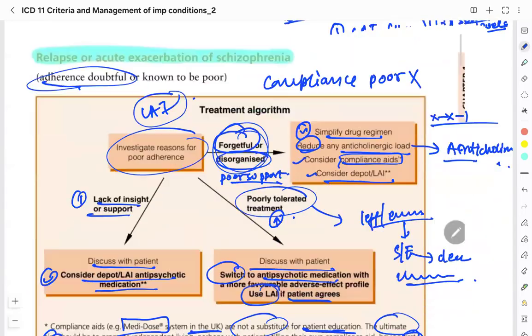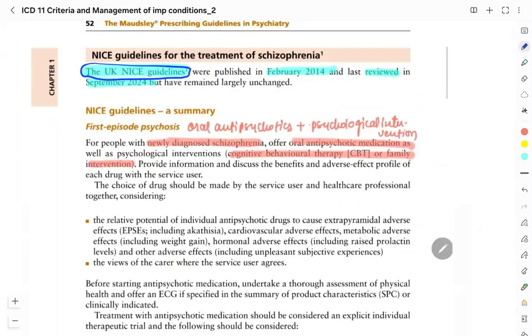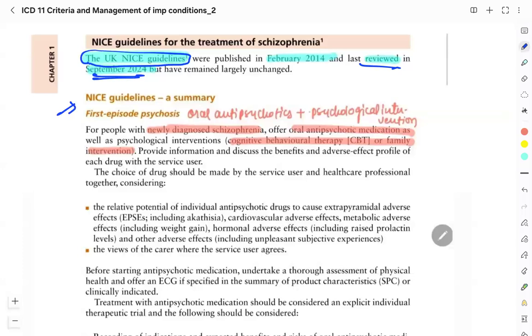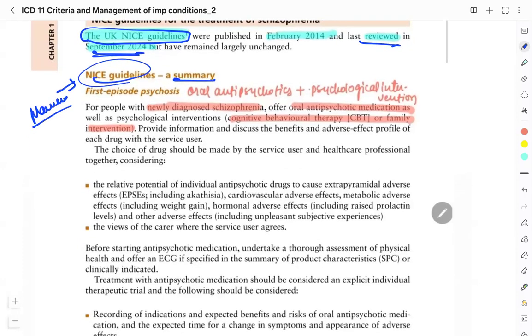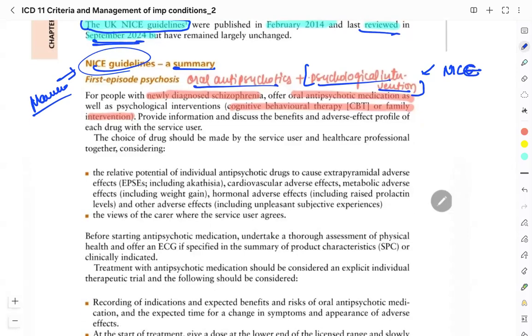So this is from Maudsley, and Dr. Shehri's already mentioned one thing that the UK NICE guidelines mention. This was last reviewed in September 2024, and again, I just took the screenshot from Maudsley. They have given a summary of NICE guidelines here. In case of first episode psychosis, what they say is we can give oral antipsychotics and psychological intervention. NICE guidelines mention very precisely the psychological intervention. They actually focus on this a lot. Okay. So what they write is CBT or family intervention under psychological interventions.